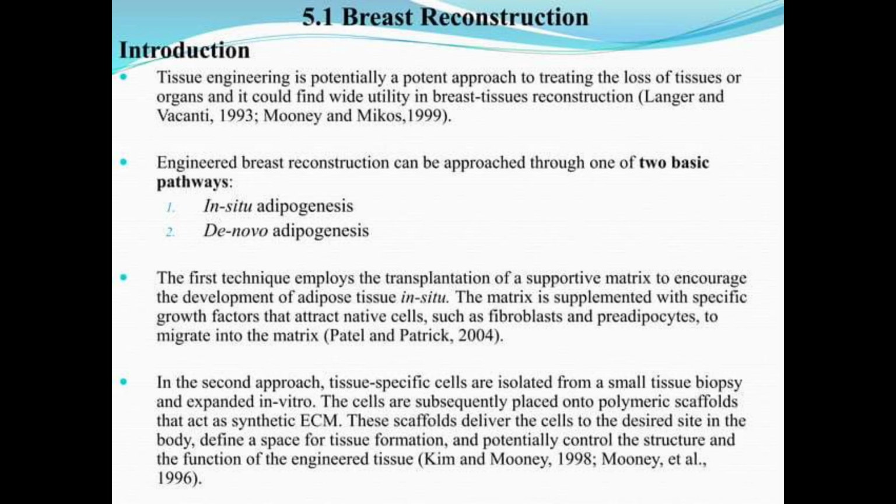So there are two ways by which the breast is reconstructed for this process: in situ adipogenesis and de novo adipogenesis. In situ means the first technique that employs the transplantation of the supporting matrix over which the growth factors and other things are added. The fibroblast and pre-adipocytes are added to form the matrix. Then the extracellular material is developed over the scaffold, and later it forms the perfect shape in the case of this.